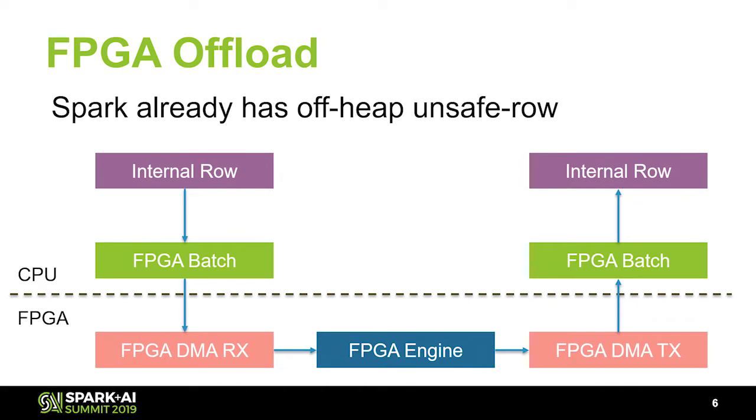When we offload to an accelerator like FPGA, we usually do several things here. Fortunately, Spark already uses off-heap UnsafeRow, so we can make use of the off-heap data format, and we don't need to convert the data from on-heap to off-heap. Firstly, we have the internal row. Then we need to convert it to the FPGA batch, and then send the data from CPU memory to FPGA memory. Then we start the FPGA pipeline. We start the FPGA SQL engine, which generates data in FPGA memory, and then we copy the data back from FPGA memory to CPU memory, and then we convert it back to the internal row. This is what we do for FPGA offloading today.